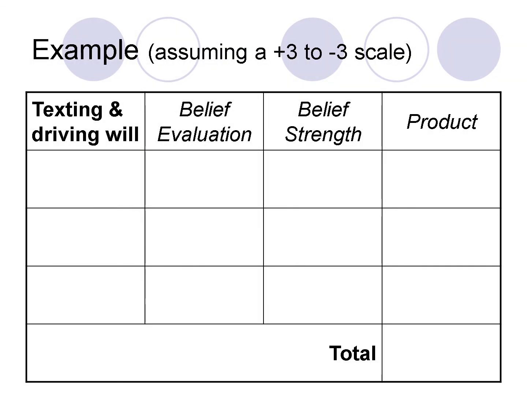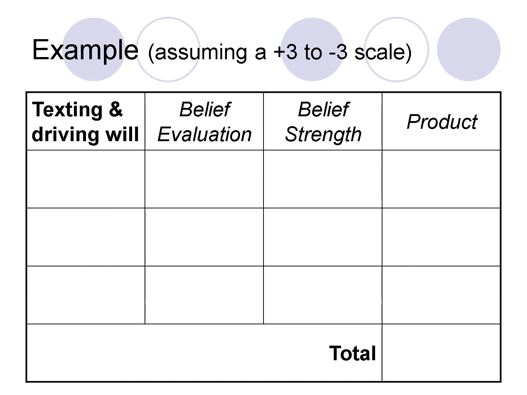Here we're going to talk about texting and driving. So in the left column I have texting and driving will, and then we're going to have 3 outcomes of that behavior. And then we have a column for a person's belief evaluation, a belief strength, and a product. And all of these are going to be scored on a scale from +3 to -3. It's important that the scale has an equal number at both ends, right, just one's negative, one's positive.